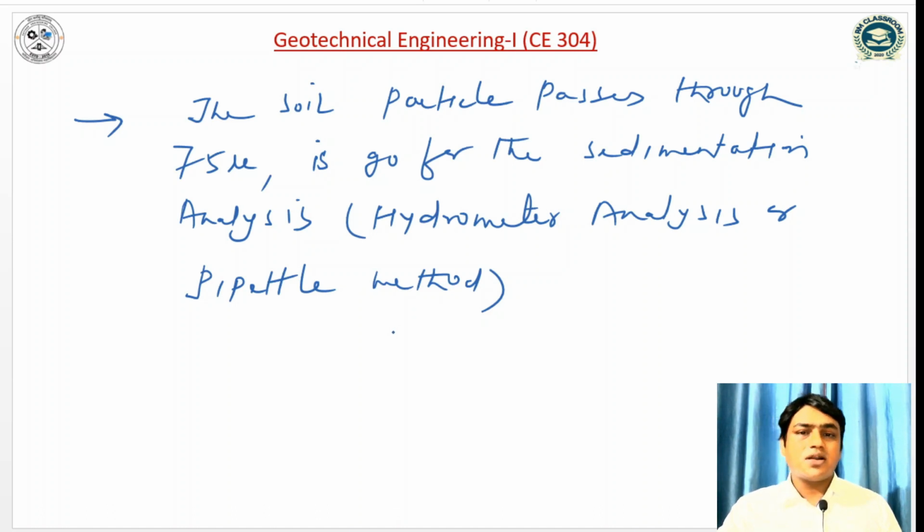Approximately 500 gram soil sample is put on the top of the set of sieves, and with the help of either hand or a shaking machine, it is shaken for 5 minutes and we individually weigh how much soil is retained on each sieve. The particles which pass through the 75 micron sieve go for the sedimentation analysis, or hydrometer analysis or pipette method.